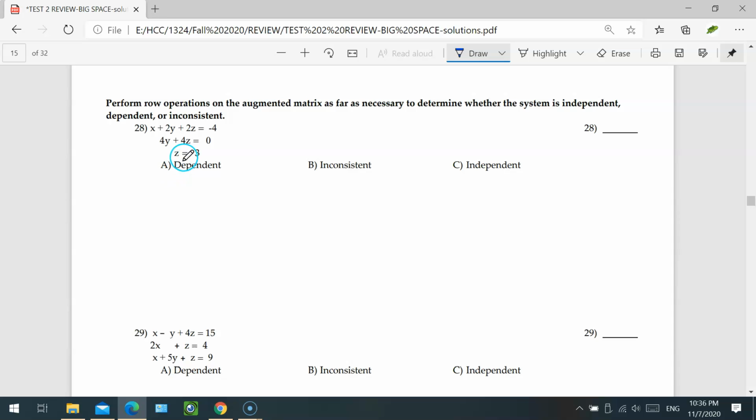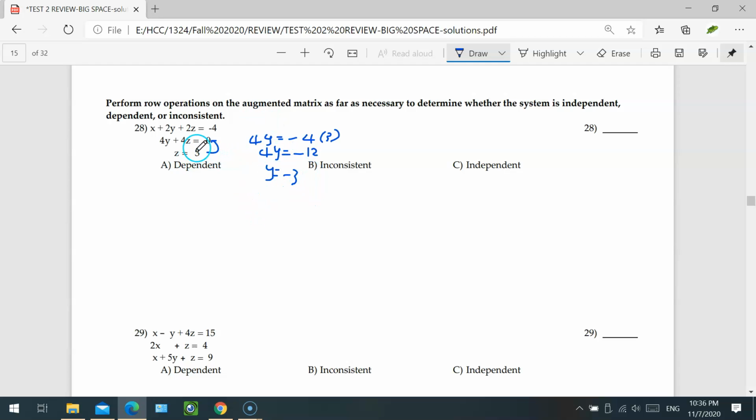Number 28 is this system of 3 linear equations. Now since the third equation gives us z equal 3, we should be able to plug the 3 back into the second equation to solve for y. So 4y is equal to -4z, right? And z is 3. So 4y is equal to -12. That means y is equal to -3.